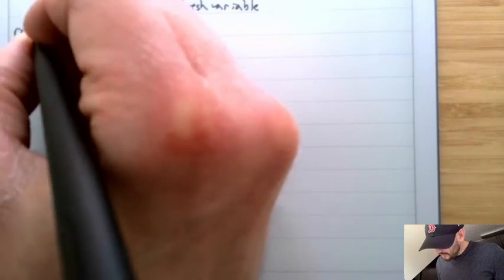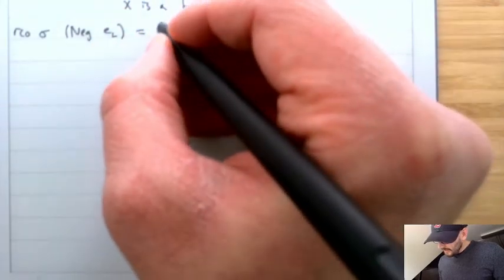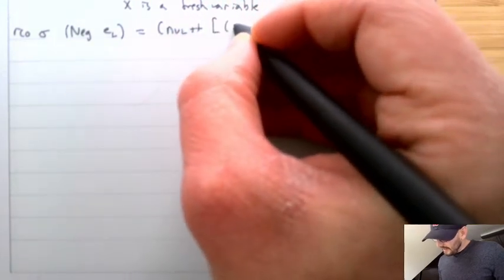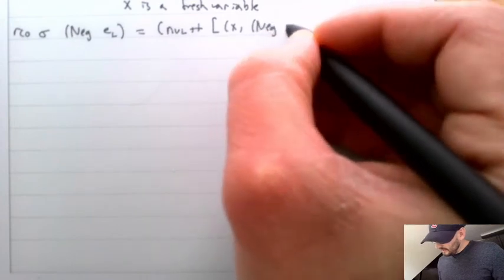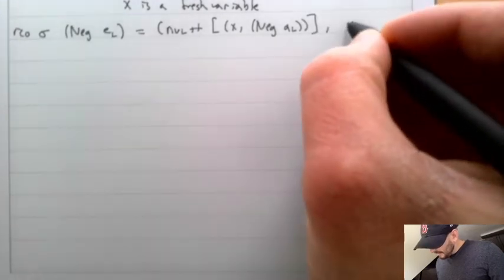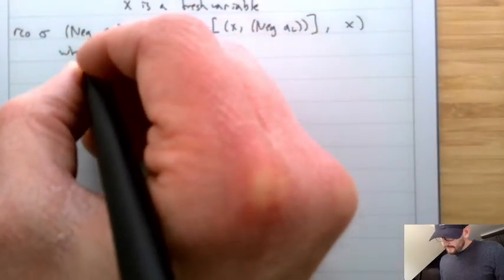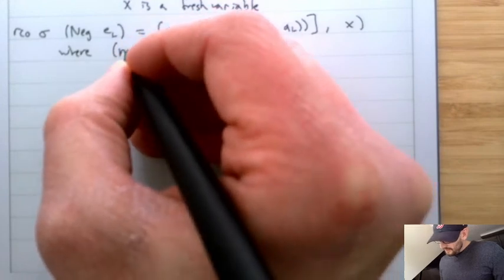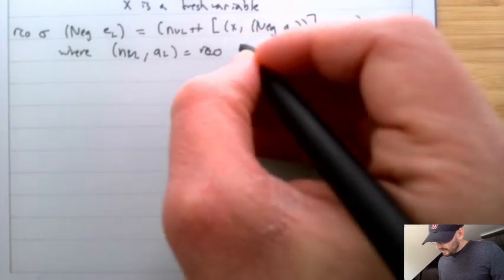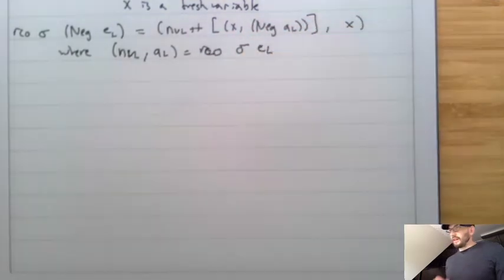Now, what about when we call RCO row on a negation of some expression on the left, let's call it? Well, in that case, we'll have the new variables on the left combined with x is a negation of the argument on the left, and then x, where the new variables on the left and the argument on the left is equal to RCO of sigma and the expression on the left.